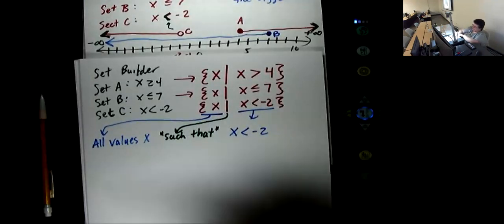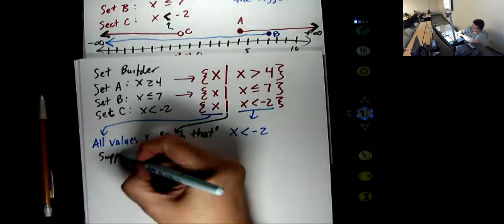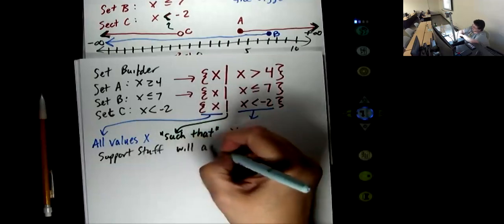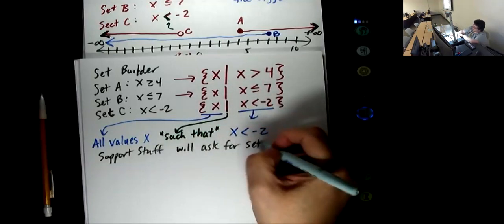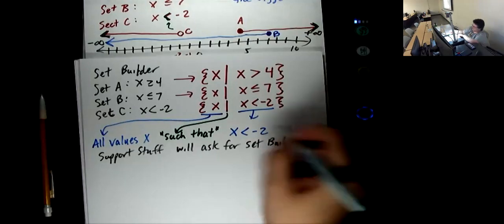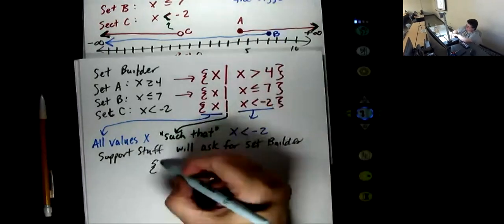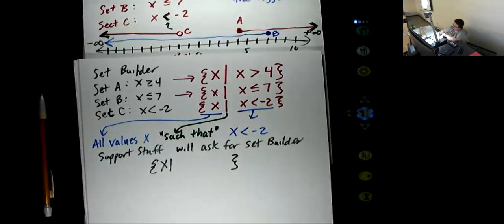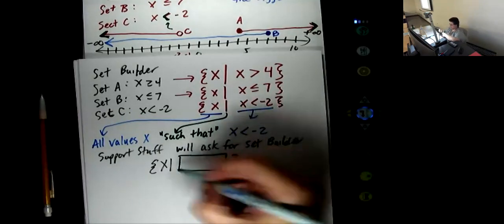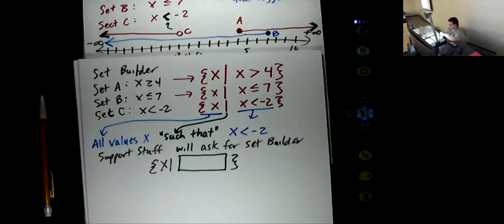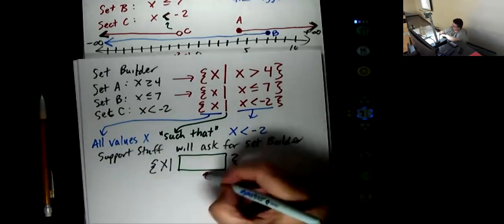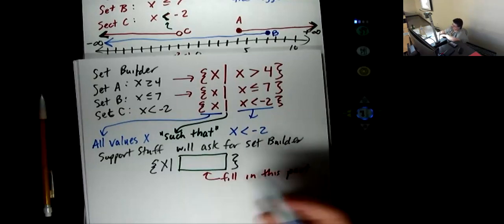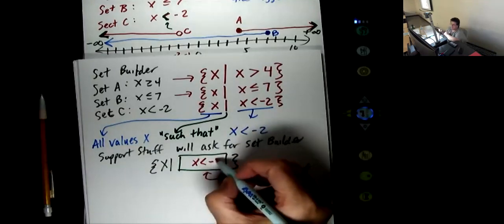So your homework on the support quiz, the support stuff, will ask for set builder. They'll give you a lot of information, and then they will show you this part like this, and they will have a box here for you to fill in. Your job is just to fill in this part. So for set C, that would be X is less than -2.